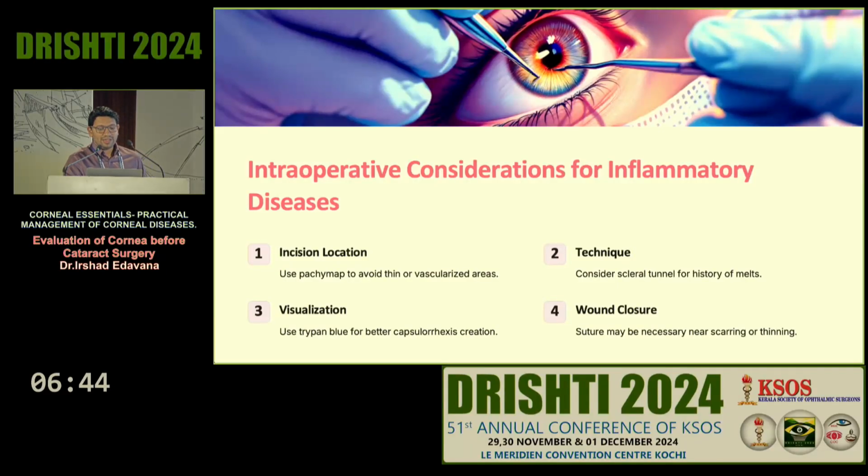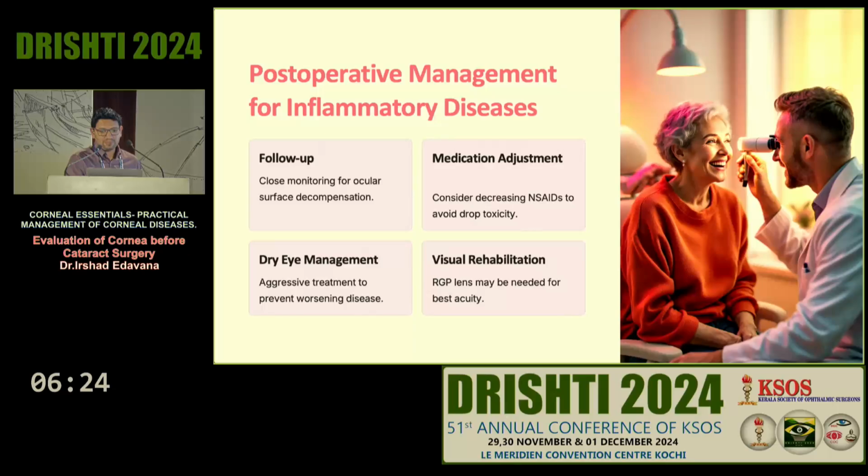Intraoperatively, the incision location should be away from the thinned area, and if you expect a corneal melt, always try to take a clear corneal tunnel for the surgery and use trypan blue if required for visualization. For wound closure, suture may be necessary near the scarring or thinning area. Postoperatively, monitor closely, continue systemic steroid if required. Do not use NSAIDs because there is a greater chance of melt, and treat the dry eye, with visual rehabilitation after the surgery with rigid RGP lenses.